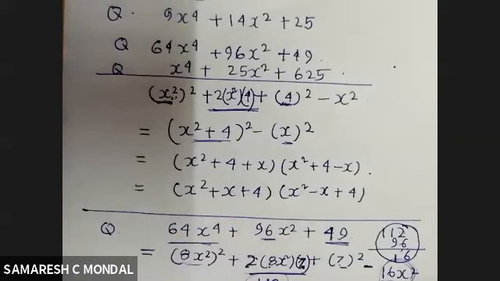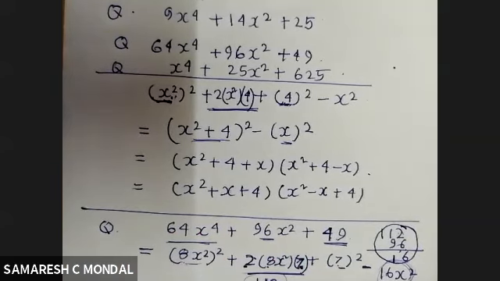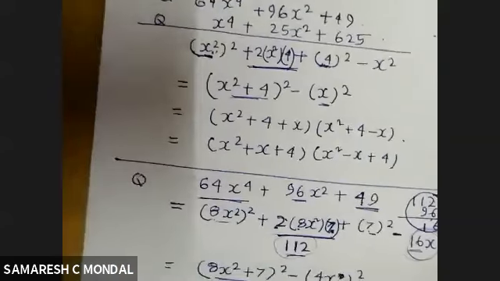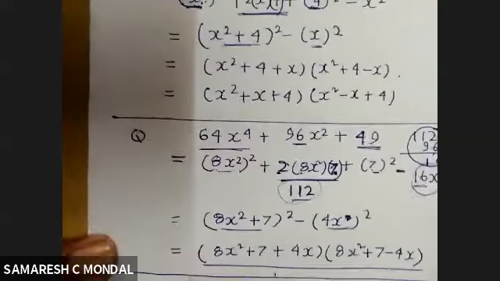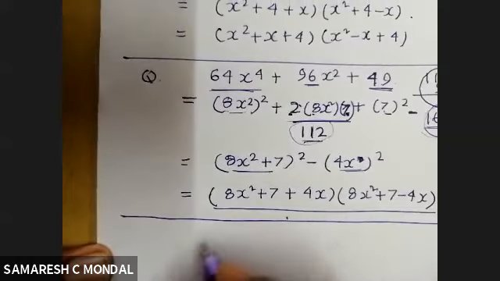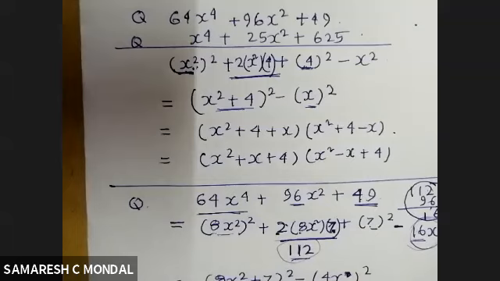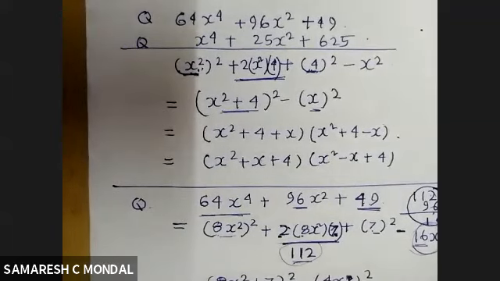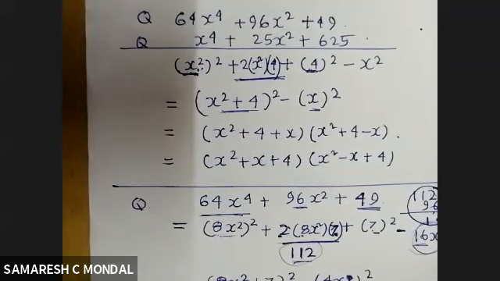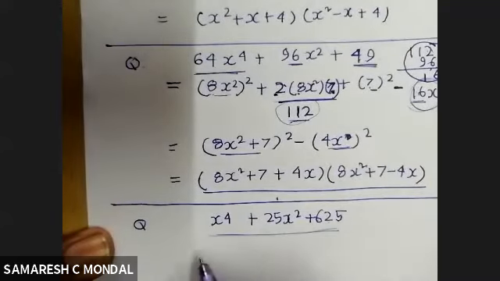So now I'll do one more factorization, then I'll come to tricky problems, the kind of application that comes in pre-RMO. So I'll choose the last one to do. Okay, x to the power 4, and then how much is there? I think this was given by Abhishek. It was 625, and here he wrote 25x square. This is given by Abhishek.